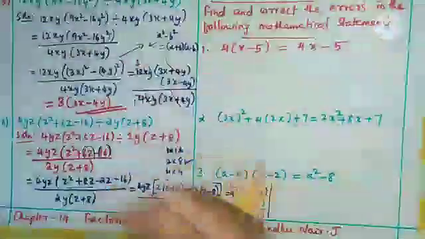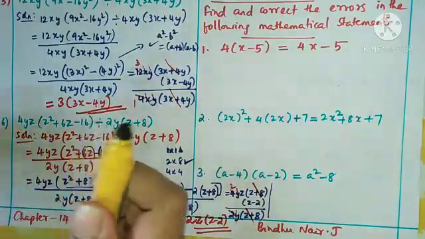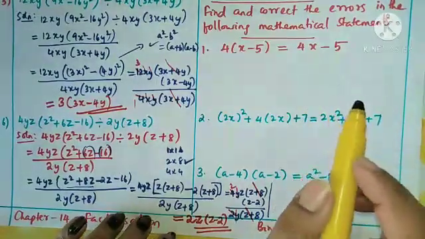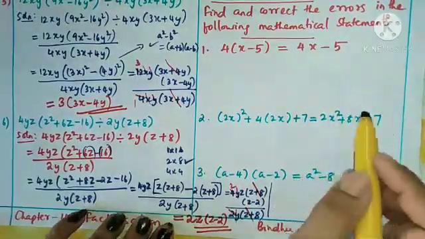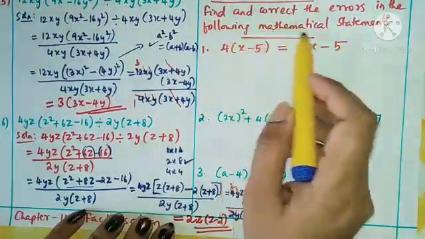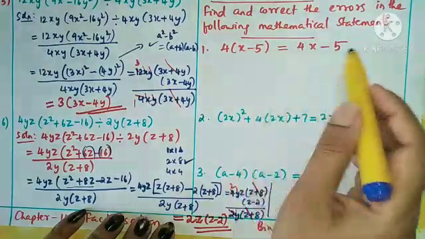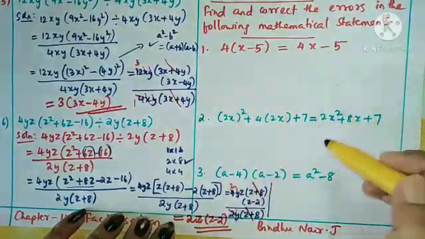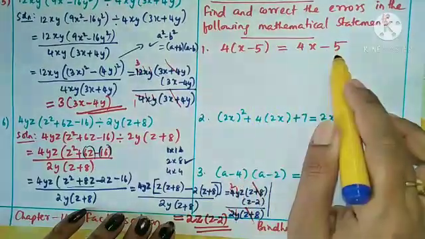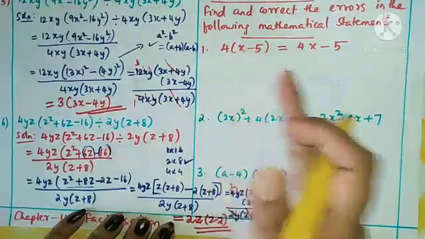Now we are going to see the exercise 14.4 questions. This is actually a very simple question. You want to understand the meaning first. Find and correct the errors in the following mathematical statements. Mathematical statements means it is like an equation. So in this question, some equations are given. One LHS is there, one RHS is there. So that is a mathematical statement. Something is equal to something.